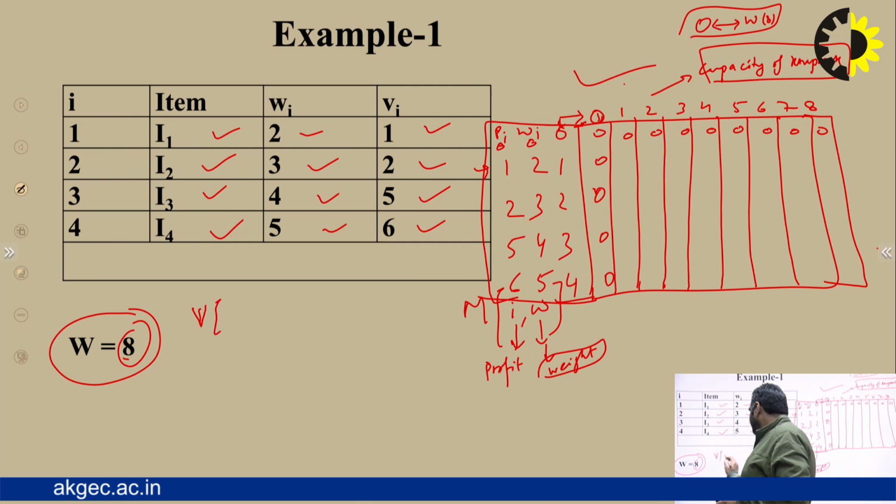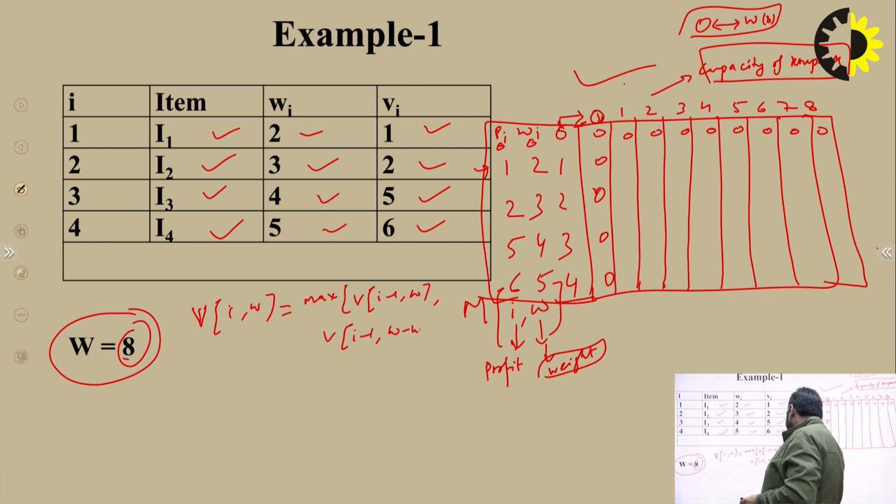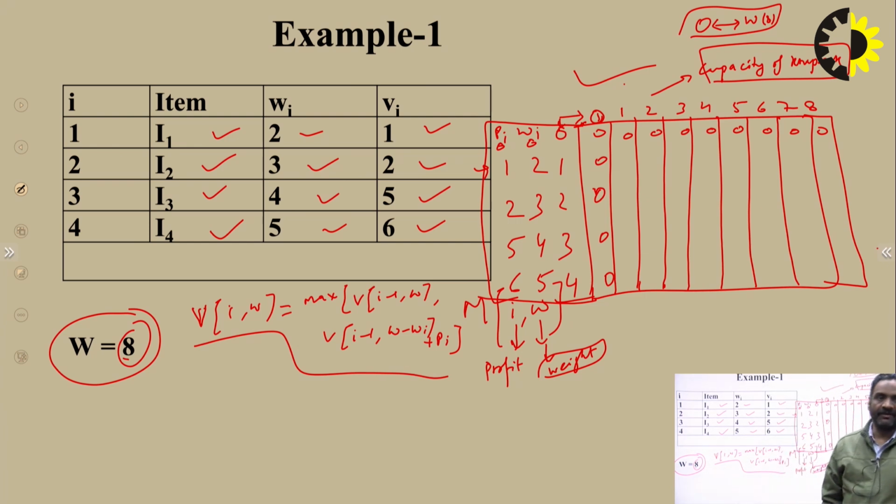So the value of V(I, W) will be the maximum of the value of V(I-1, W), or the value of V(I-1, W minus WI) plus the profit of this particular item. This is the formula through which we are going to fill our entries.